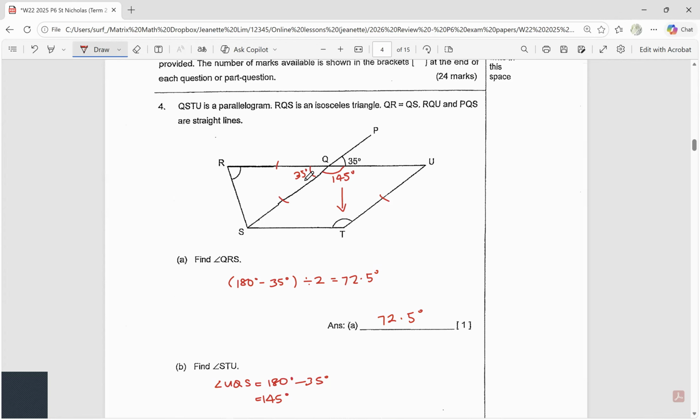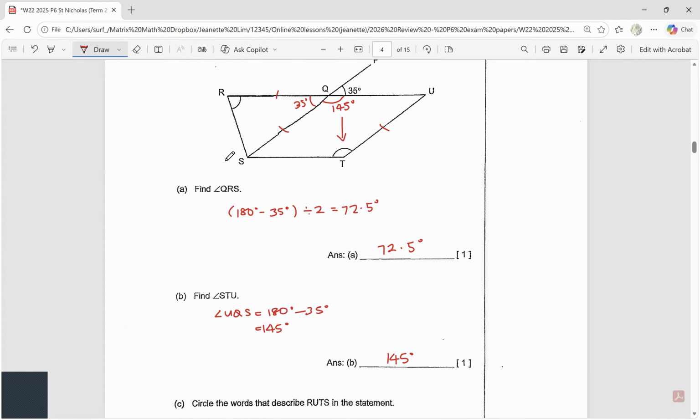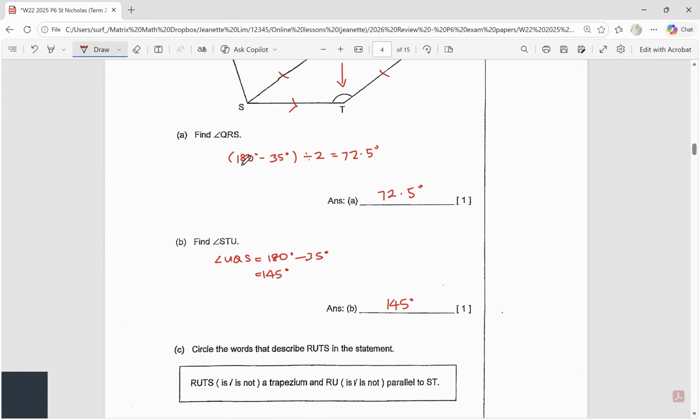Okay, now for the last part, part C, circle the words that describe RUTS in the statement. Okay. RUTS. I know that these two lines are parallel because of the parallelogram. Okay, then since this is a straight line, so this is a quadrilateral, four-sided figure. And if you have a pair of parallel lines, right? This quadrilateral, RUTS, is actually a trapezium.